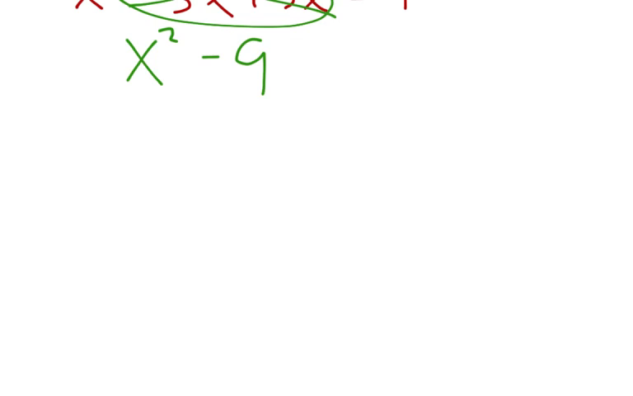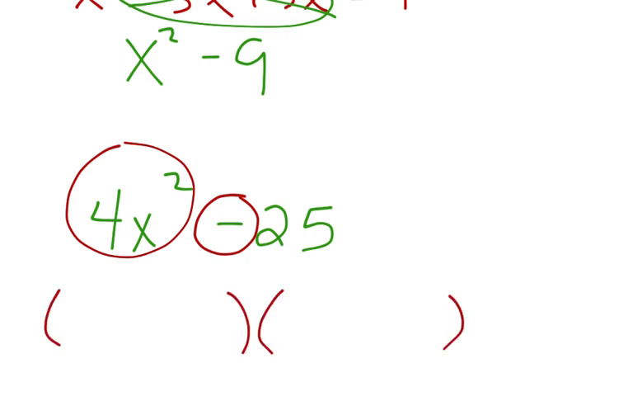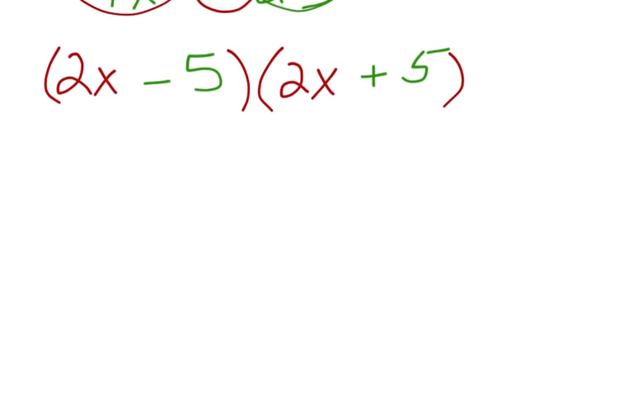So like an example, 4x squared minus 25. It has to be a difference. That's why it's called difference of squares. That means it's got to be subtraction. What times itself is 4x squared? And what times itself is 25? So 2x times 2x is 4x squared. That's the first part. What times itself is 25? 5 and 5. One's positive, one's negative. That's the difference of squares.